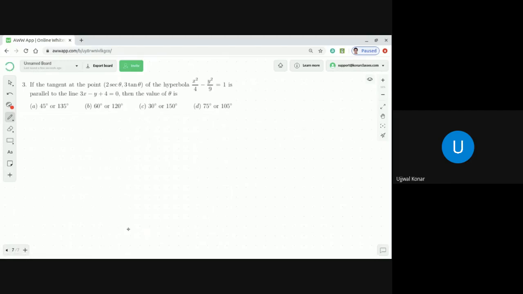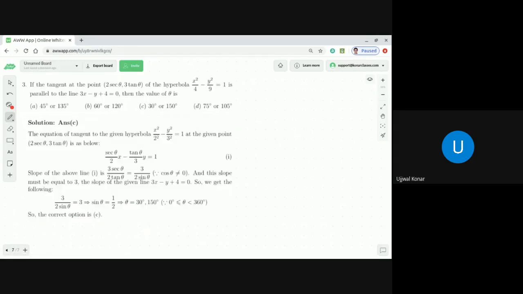If the tangent at the point 2 sec theta comma 3 tan theta of the hyperbola x square by 4 minus y square by 9 equal to 1 is parallel, same logic, right? The way we discussed the previous one. So we found the equation of the tangent first, which is there in equation 1.